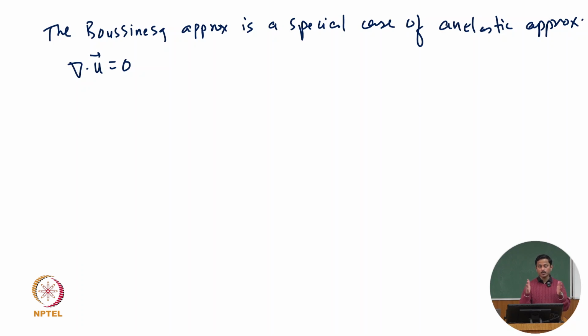We are not trying to solve the equations. We are not talking about the boundary conditions yet, but we are trying to simplify the equations so that our numerical solutions become slightly easier. So we derive the Boussinesq approximation.